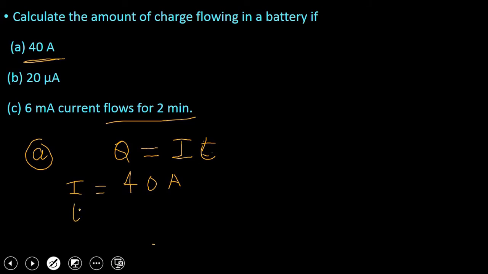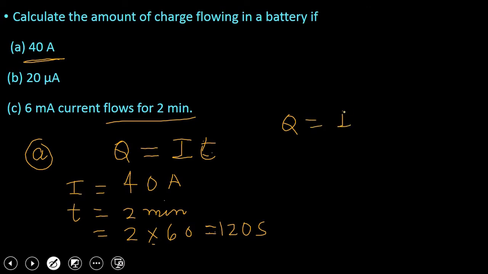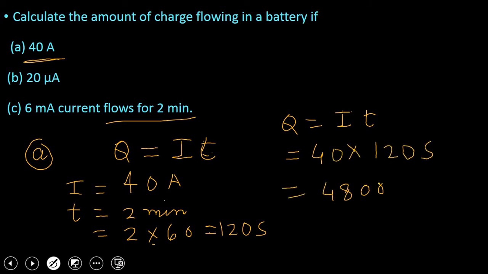And time is given to you. Time is equal to 2 minutes, but we have to convert that 2 minutes into second. So that will be 2 into 60 is equal to 120 second. Now we can use the formula Q is equal to I into T. So we will substitute the value. I is equal to 40 ampere multiplied by time is 120 second. So our answer will be 4800 coulomb.